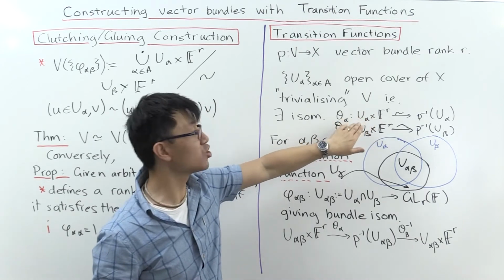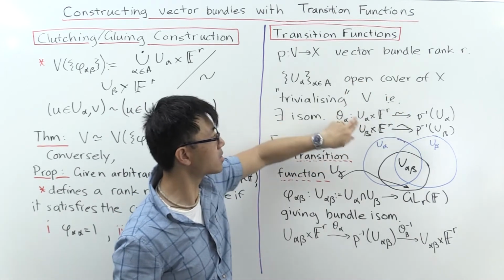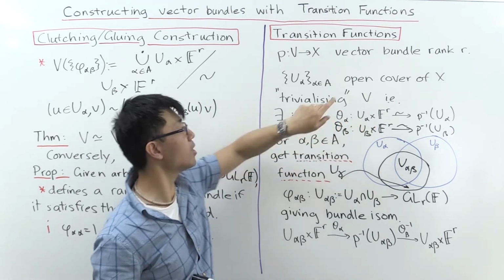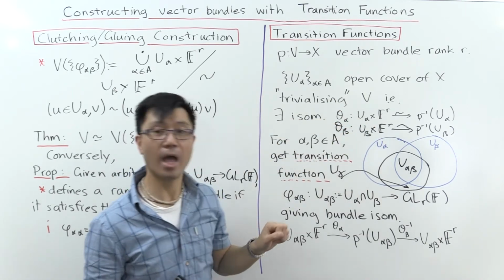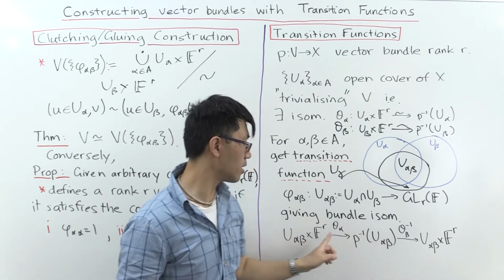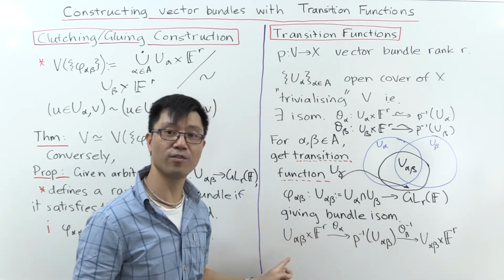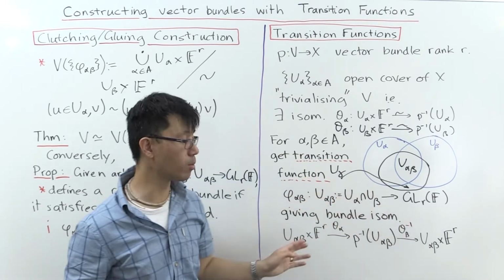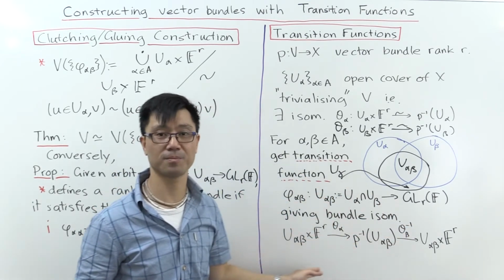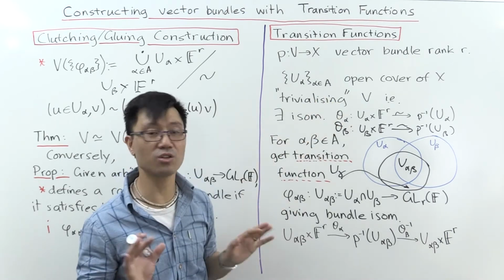And so you can change this isomorphism by some bundle isomorphism here, and you'll get a different set of theta alpha. And then when you look at the transition functions here, how you define them, of course, if you change this theta alpha or this theta beta, probably this function will change as well. Okay, so these transition functions are not unique.